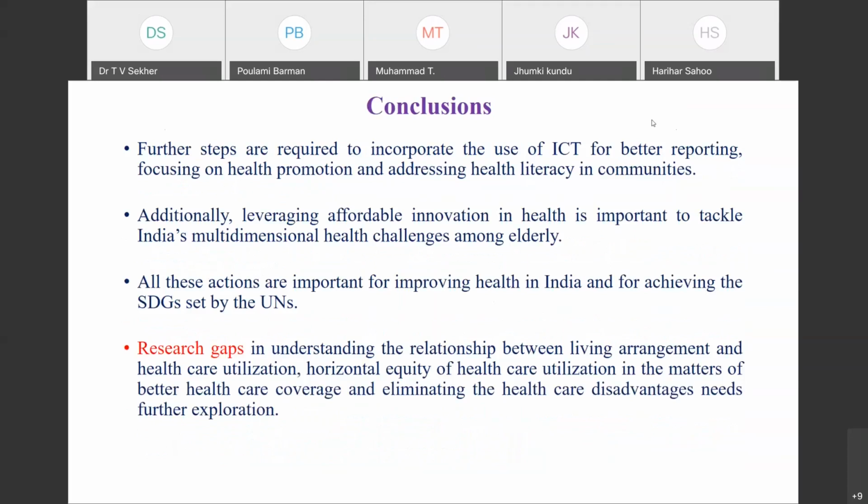Research gaps in understanding the relationship between living arrangement and healthcare utilization, and horizontal equity of healthcare utilization, in the matters of better healthcare coverage and eliminating healthcare disadvantages need further exploration.